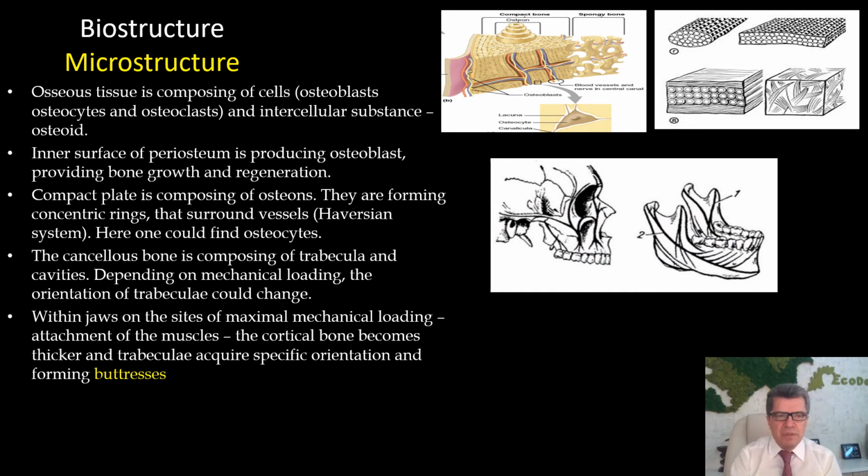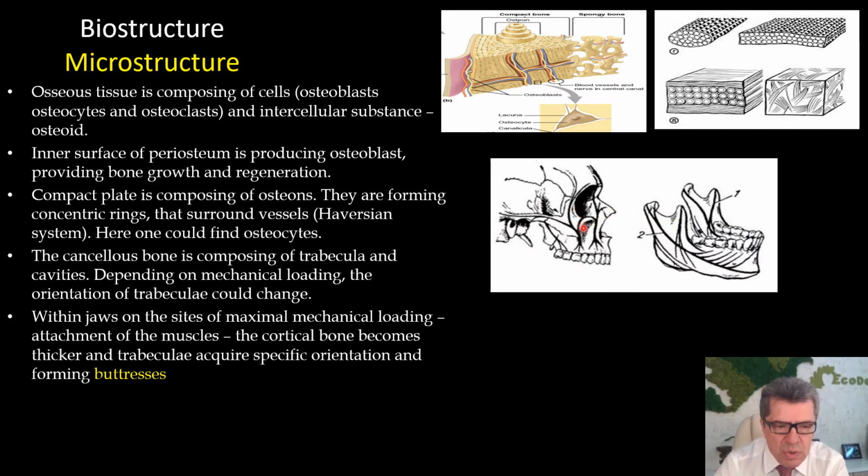In microstructure, osseous tissue is composed of cells, osteoblasts, and an intercellular substance, osteoid. The inner surface of the periosteum produces osteoblasts, providing bone growth and regeneration. Compact bone consists of osteons, which form concentric rings that surround vessels. This is the Haversian system. Here one could find osteocytes. The cancellous bone comprises trabeculae and cavities. Depending on mechanical loading, the orientation of the trabeculae could change.